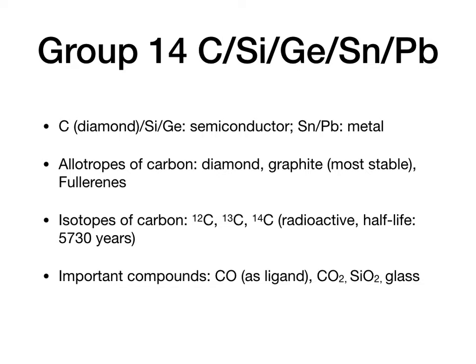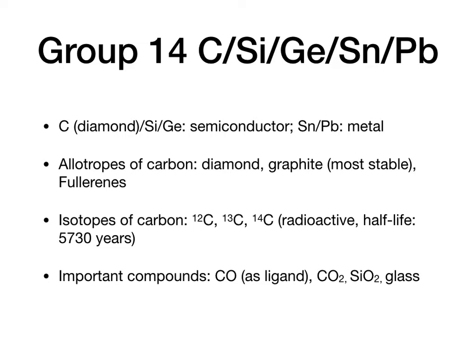Now, if you read the text, you'll find other interesting allotropes of carbon. For example, the recently discovered graphene that won a Nobel Prize in 2010. In the term paper topics, you'll find a couple of papers related to the study of graphene. There are interesting isotopes of carbon. There are 3 isotopes of carbon.